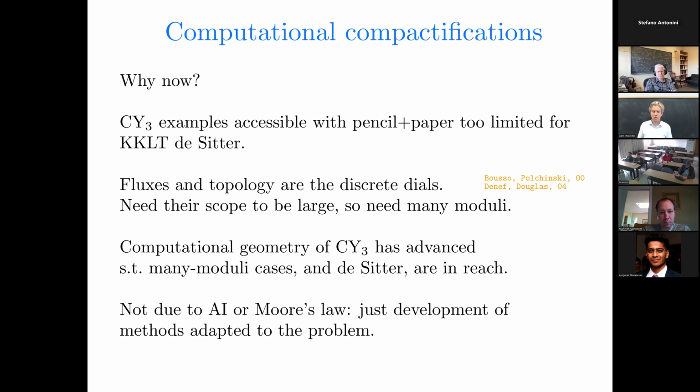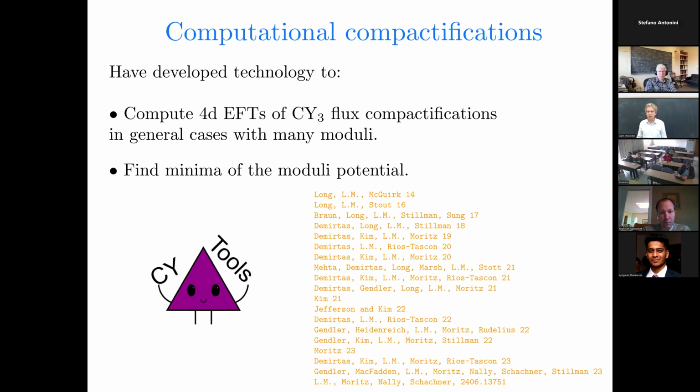And it's not actually due to AI or Moore's law, just development of methods adapted to the problem. So we are certainly thinking about how, for example, AI could help in next generations of this work, but everything so far has simply involved developing appropriate algorithms in a traditional manner. So what we've done is built technology to compute 4D EFTs and find minima of the moduli potential. And we put all those capabilities in a publicly available software package, CYTools.